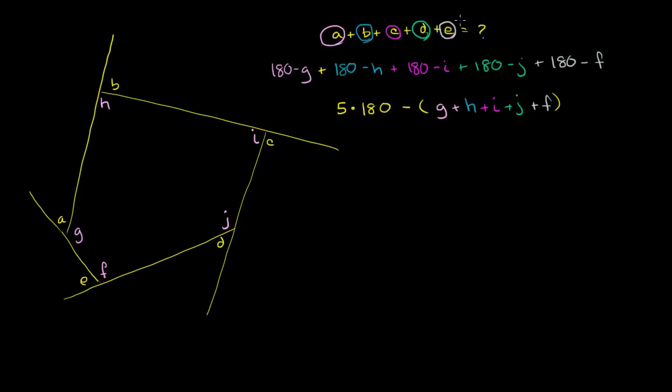And the whole reason why I did this and why this is interesting now is that we've expressed this first thing that we need to figure out in terms of the sum of the interior angles. So it's going to be 900 minus all of this business, which is the sum of the interior angles. So it seems like we've made a little progress, at least if we can figure out the sum of the interior angles.